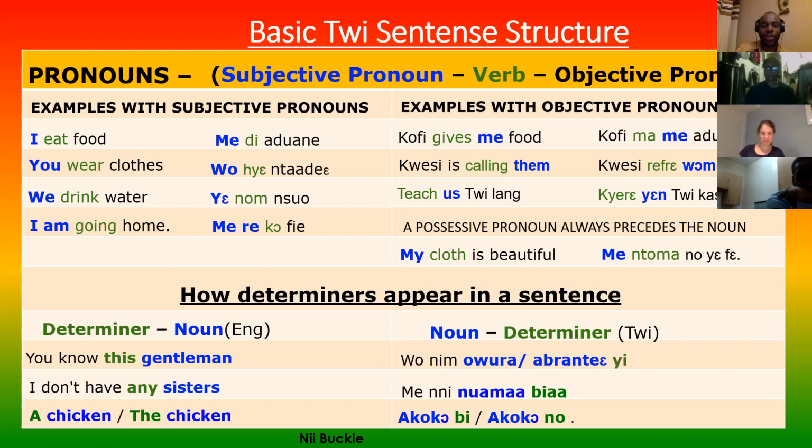Okay. So with what we've learned so far, how would you say, I've got a chicken? I have got a chicken, or I own a chicken. It's the same. It means the same. Mini akoko bi. Ooh, very close. That's close. Well done. Very well done. Mini akokobi.